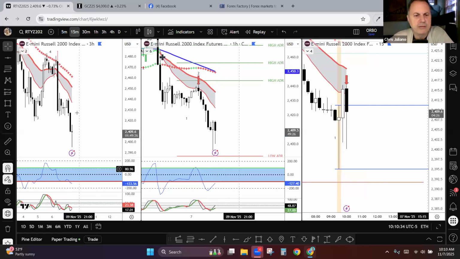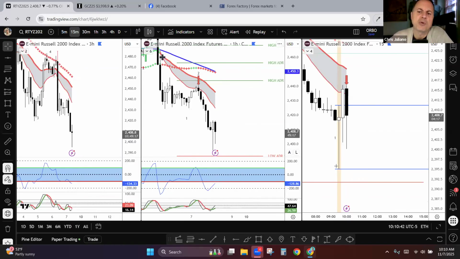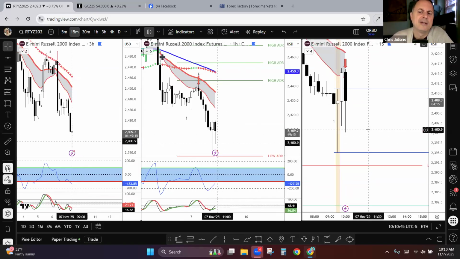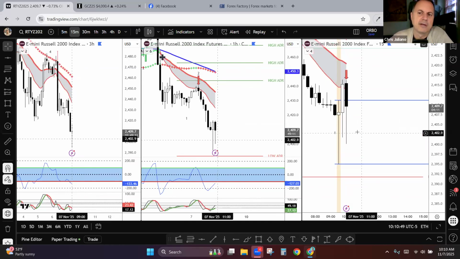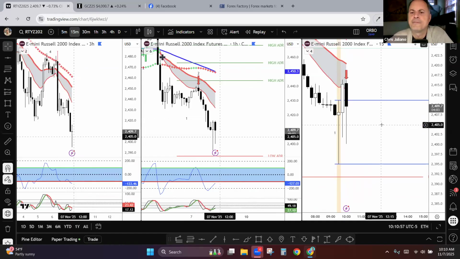Oh, when 3 hour and 1 hour CCI are below negative 100, and you're in a downtrend and it breaks out to the downside, oh, 70% accuracy. Okay. This is breaking out to the upside. Got a little bull trap going on. Well, I'll take a chance on that.